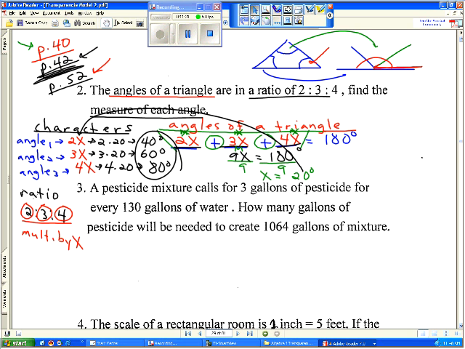That question on the test could be complementary, it could be supplementary, or it could be the sum of the angles of a triangle is 180, right? Page 52 stuff. Any questions on that? All right, number 3.